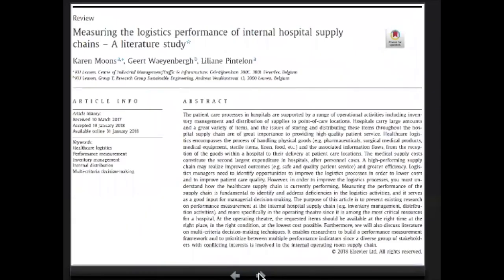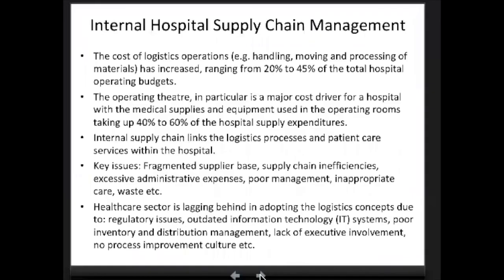The last article is about measuring the logistics performance of internal hospital supply chains. It's a literature review, but through the literature review, it emphasizes the type of performance measures that need to be accounted for. It starts with an assessment of the cost incurred by hospitals as part of their internal hospital supply chain management. Logistics operations typically incur a high cost, ranging from 20% to 45% of the total hospital operating budget.